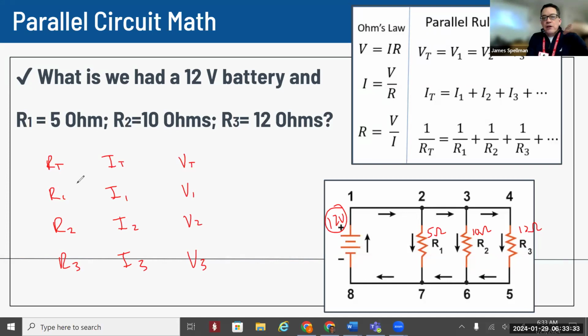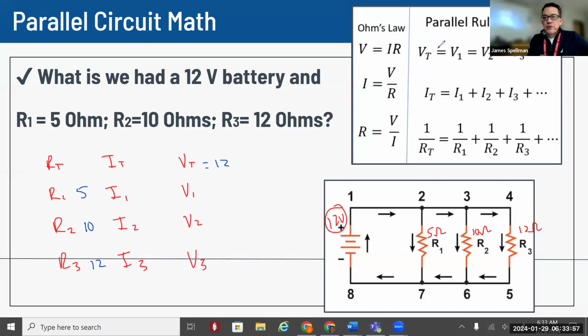All right. Again, T's for total, 1, 2, and 3 are for each of the different branches that we have. So let's go through and note what's given to us in the problem. Again, we've got a 12-volt battery, and then our resistances are 5, 10, and 12. What we want to do is make sure we fill in the rest of these blanks.